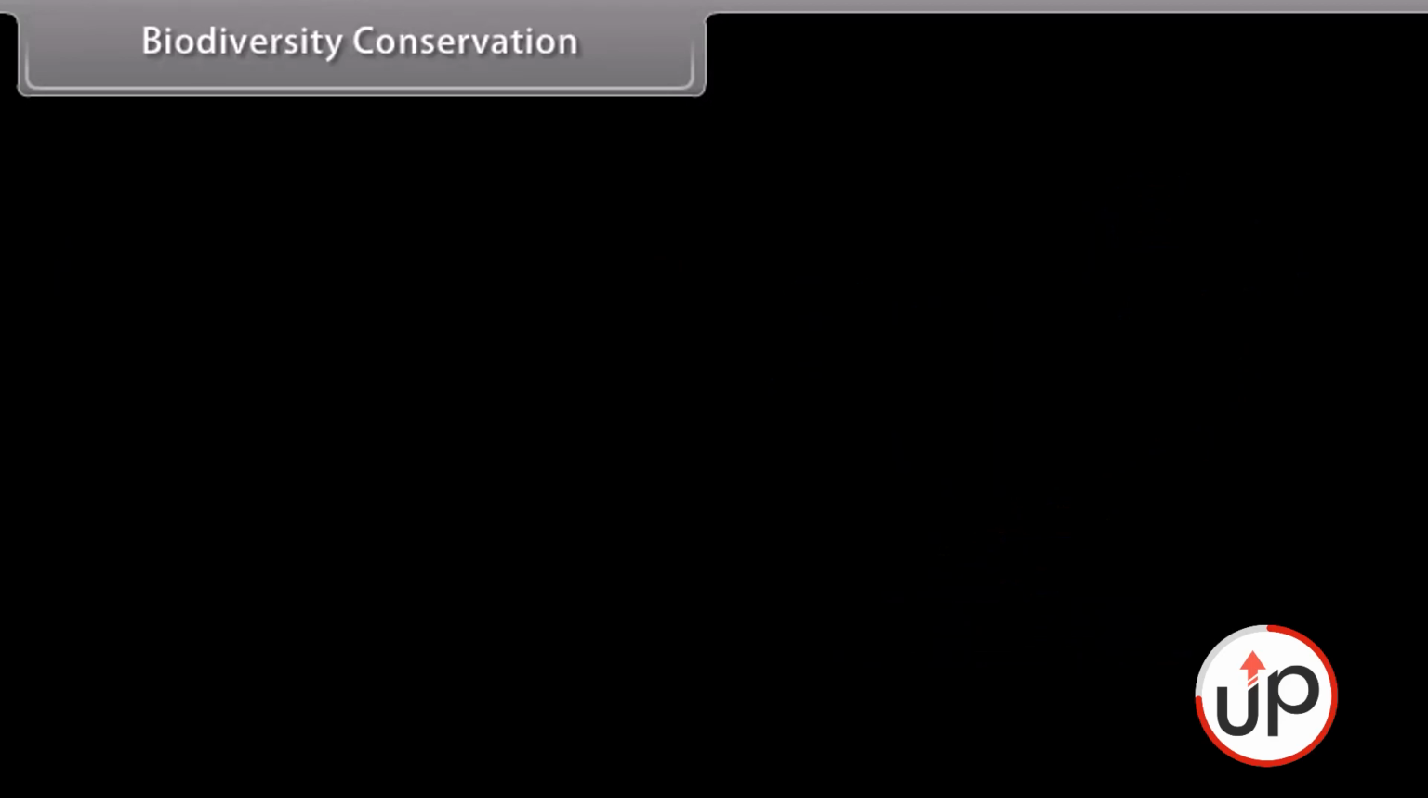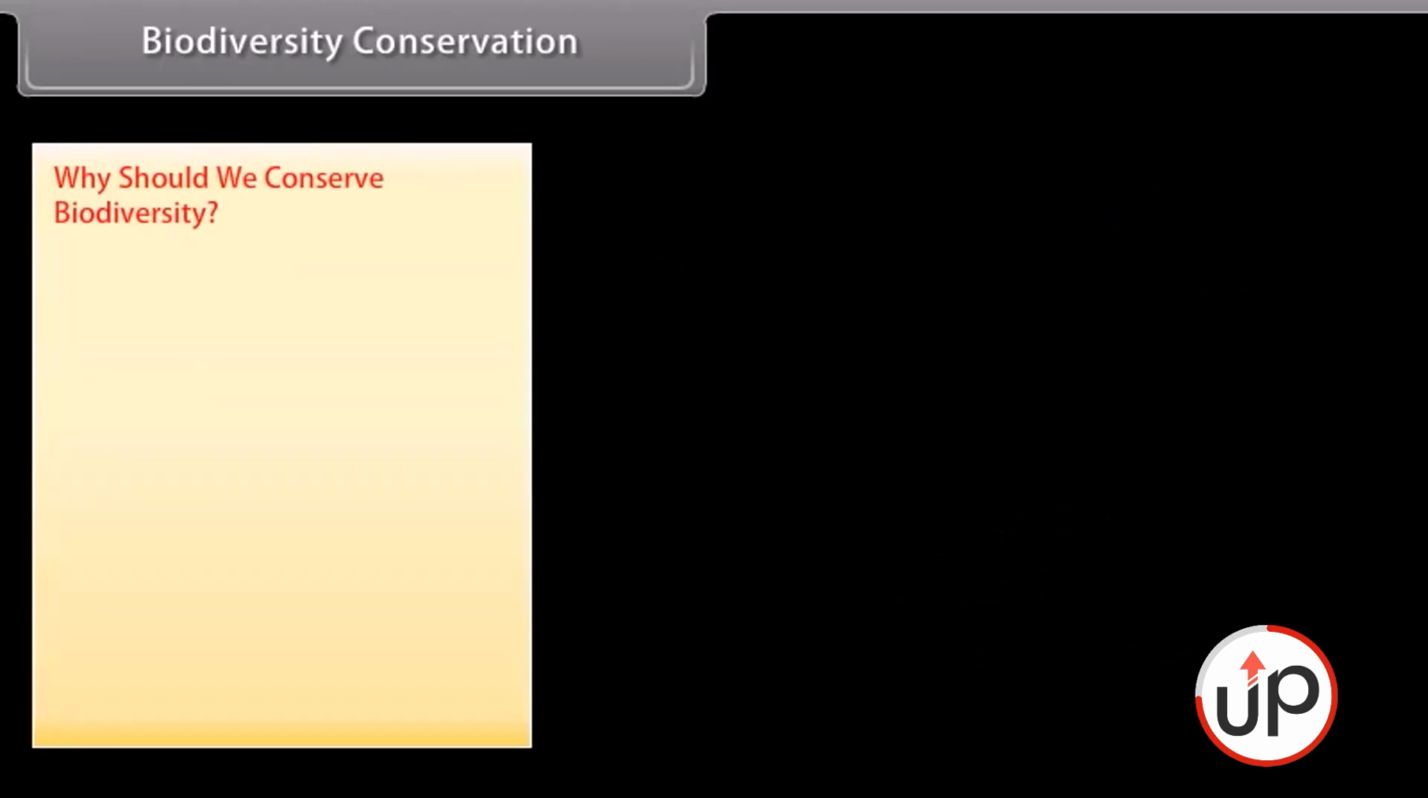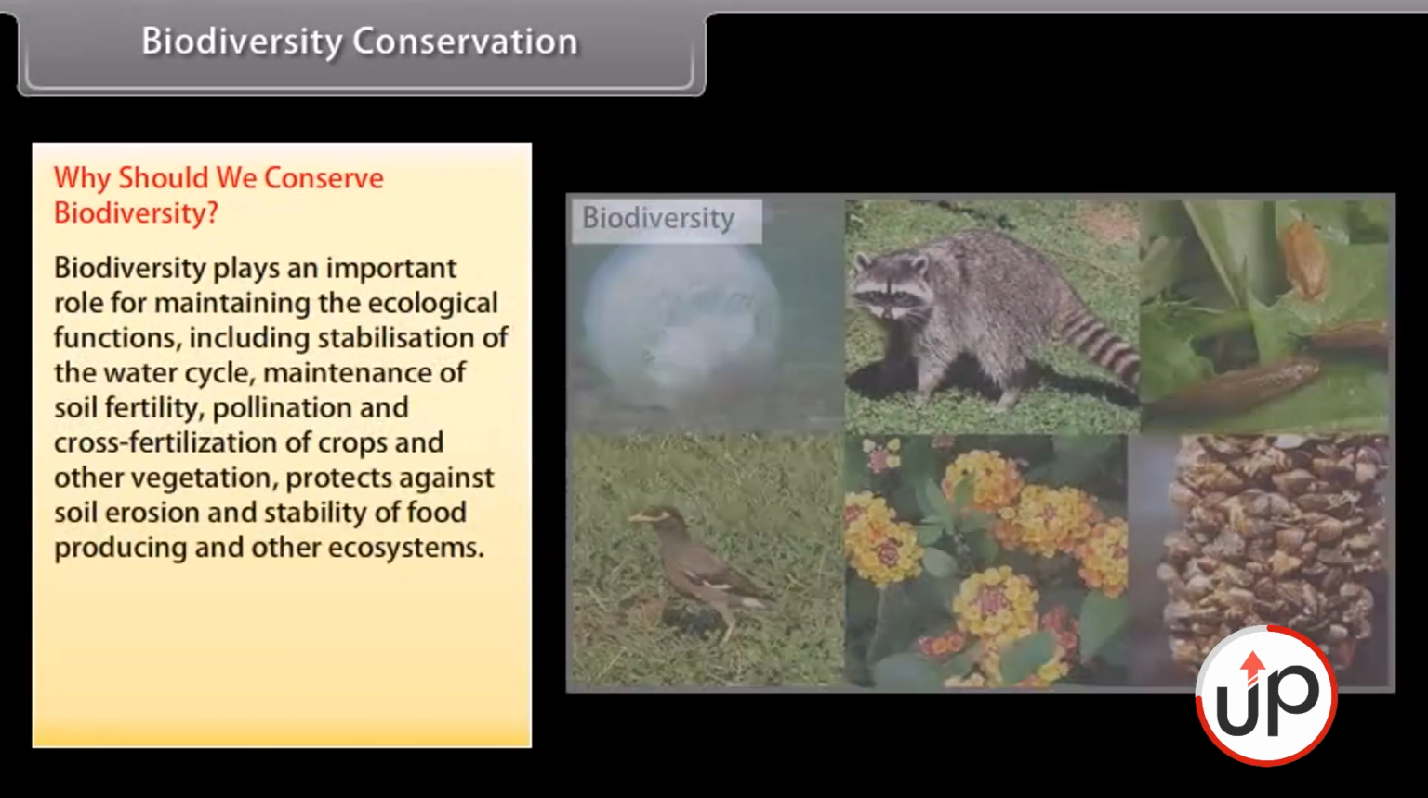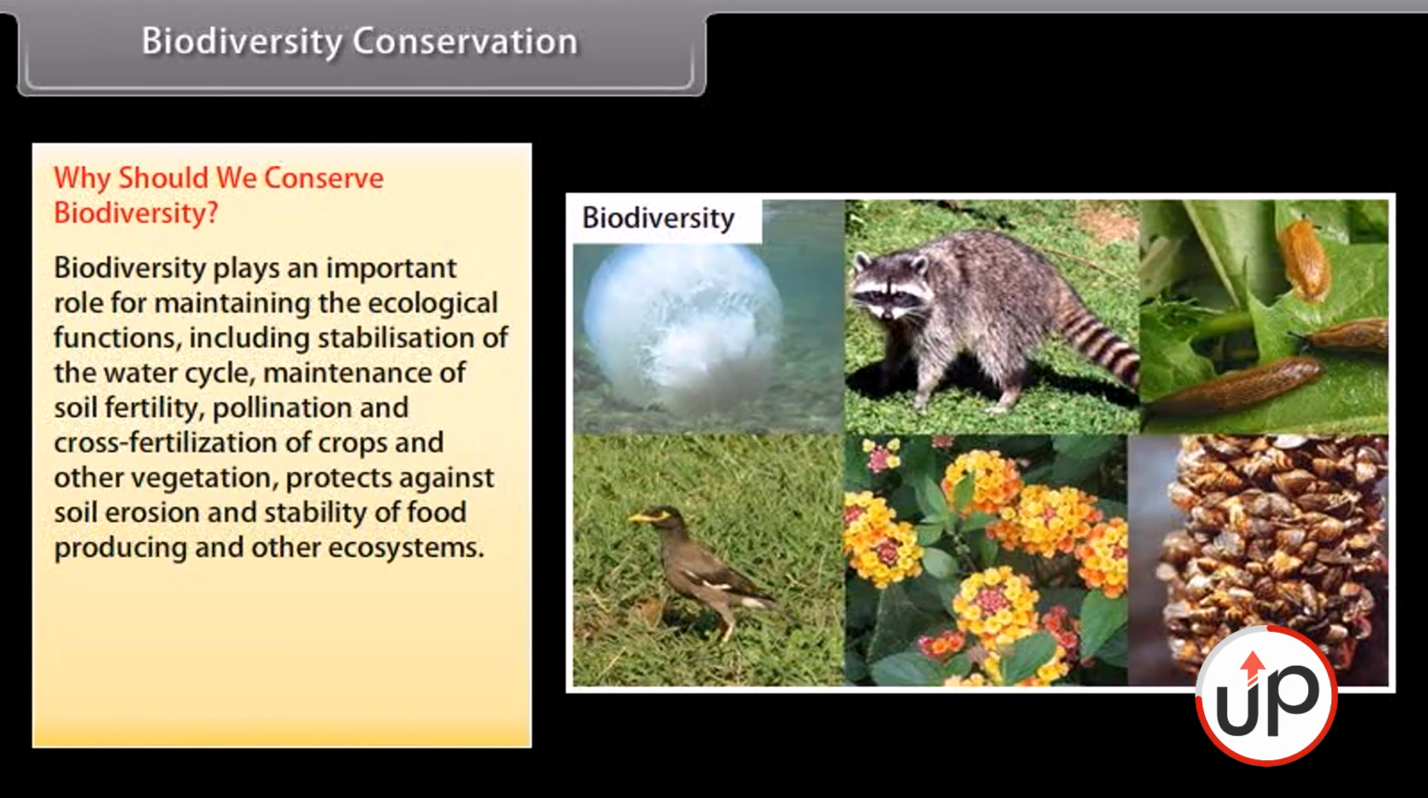Biodiversity conservation. Why should we conserve biodiversity? Biodiversity plays an important role in maintaining ecological functions, including stabilization of the water cycle, maintenance of soil fertility, pollination and cross-fertilization of crops and other vegetation, protection against soil erosion, and stability of food producing and other ecosystems.